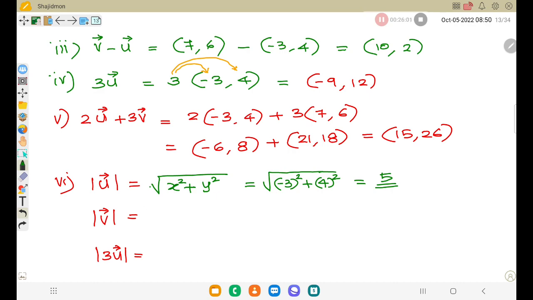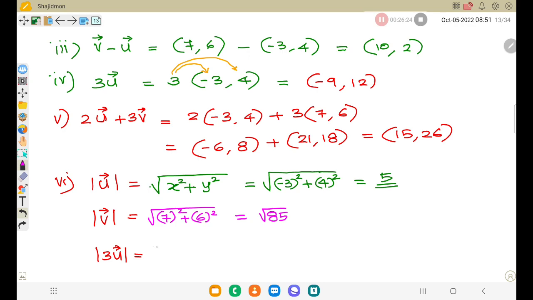In the same way, we can find the magnitude of vector v. That means root of x square plus y square. Vector v means (7, 6). So 7 power 2 plus 6 power 2. 7 power 2 is 49, and 6 power 2 is 36. So in total we get root of 85.